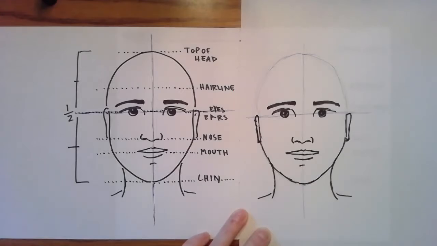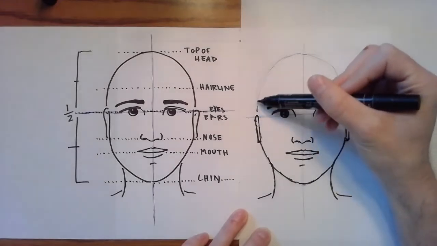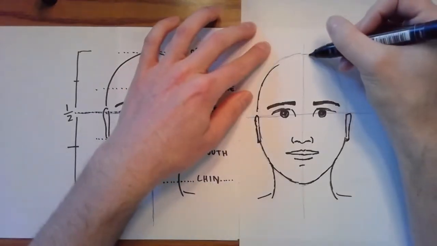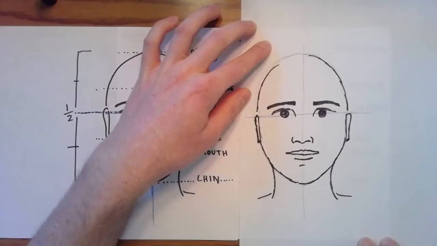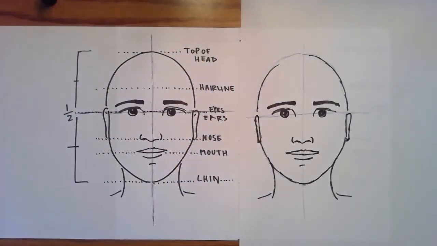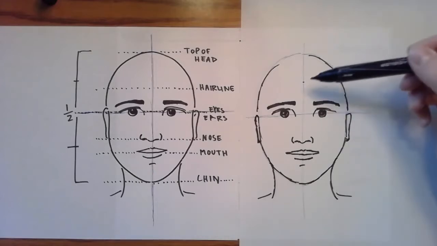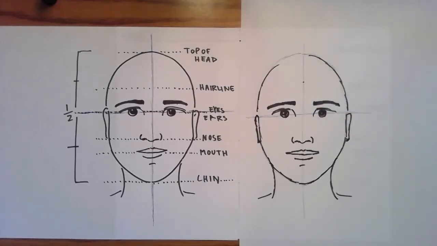Okay, next, we want to draw the top of the head. So it's going to come up like this. Draw this line over like that. The hairline typically comes about there. Unless somebody has really long bangs, then they might be coming all the way down.